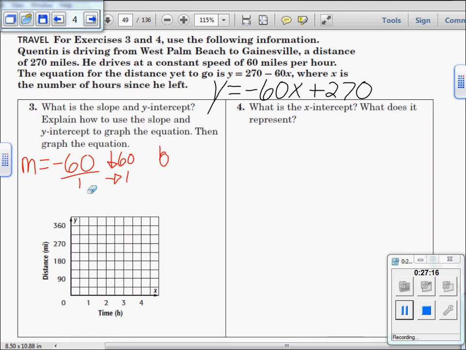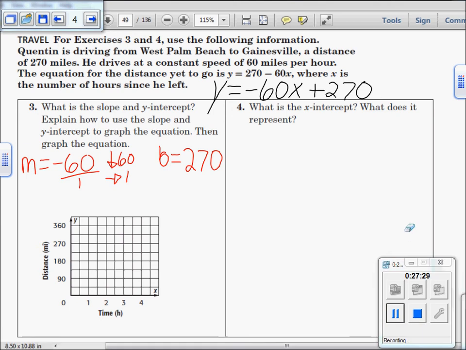Now, let's talk about our y-intercept. Our y-intercept, or b, it says plus 270, positive 270, so our y-intercept is 270. That means where it crosses the y-axis. Okay, so 270, since that's our y-intercept, that's going to be where it crosses the y-axis. So that means where this line is going to cross the y-axis, being the one that goes up and down, it's going to cross right at 270. That's what that tells us. And that actually makes sense.